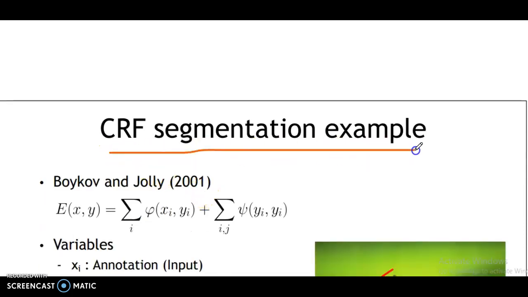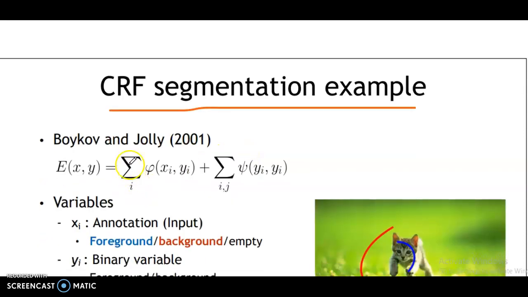CRF segmentation example. Boykov and Jolly, in a 2001 paper. They are the authors. E of x, y equal to summation over i of pi of xi, yi, plus summation over i, j of psi of yi, yj.